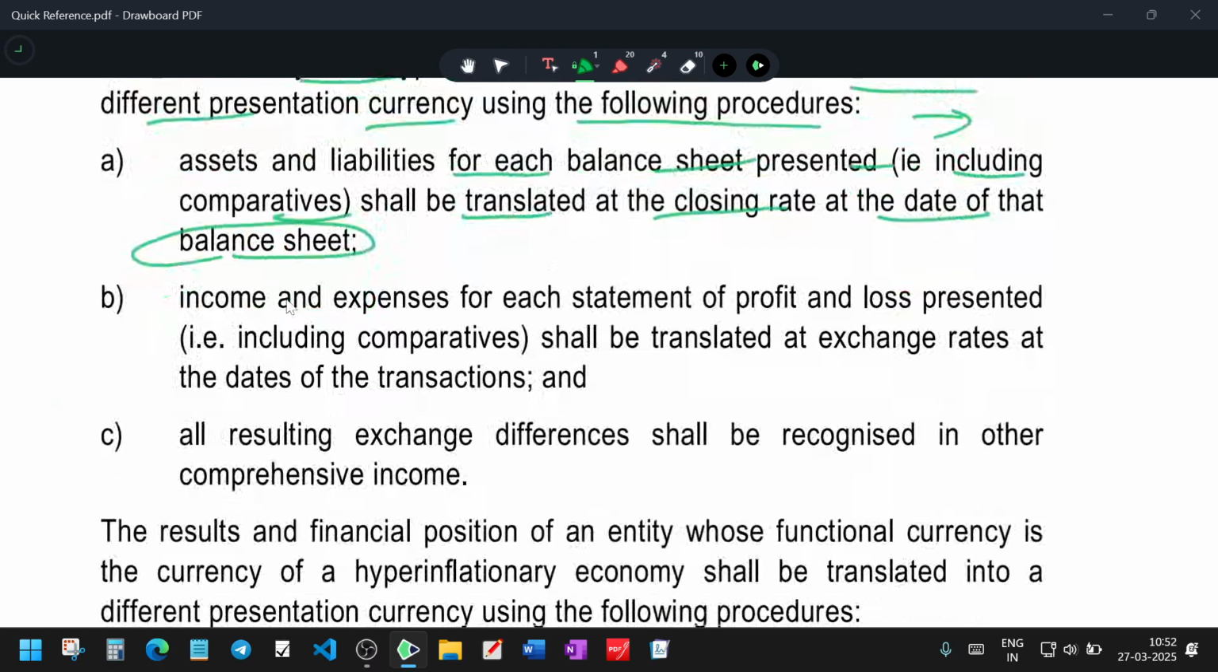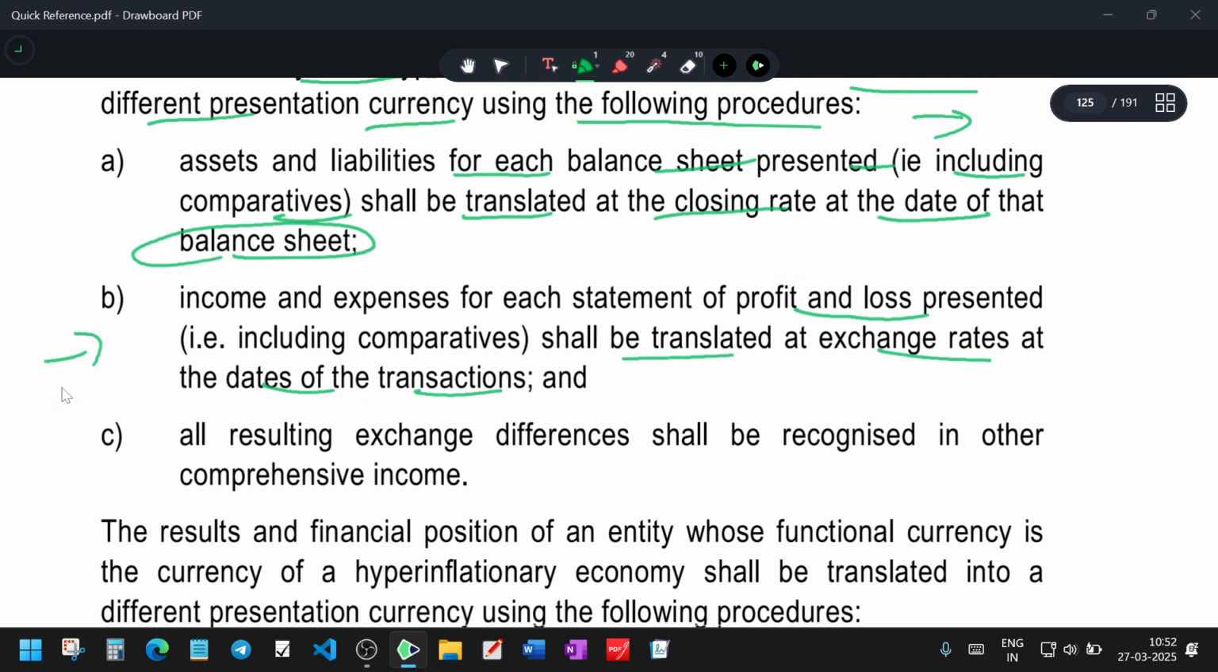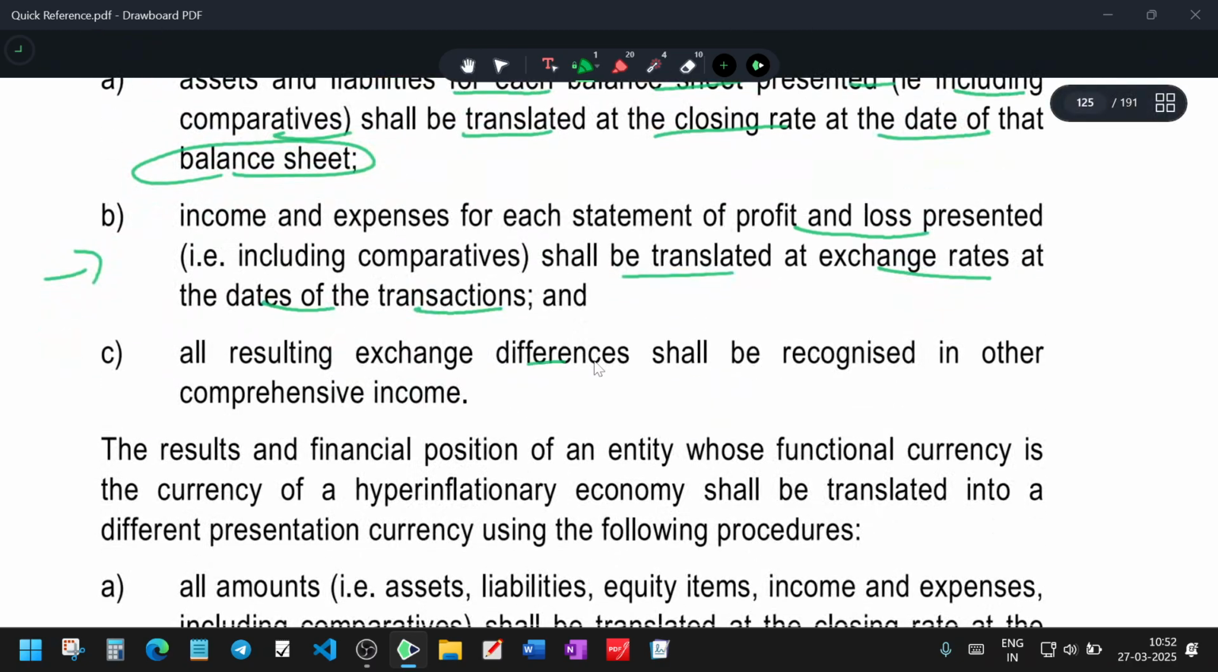Income and expenses in the statement of profit and loss shall be translated at the exchange rate at the date of the transaction. So when the transaction happened, the rate on that date is what you should use. All resulting exchange differences shall be recognized in other comprehensive income. Usually we charge it to the P&L account. Now, you don't need to charge it to P&L; you can charge it to comprehensive income.